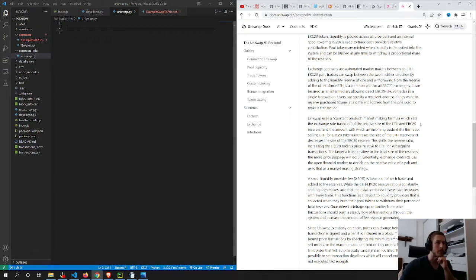Traders can swap between the two in the direction by adding to the liquidity reserve of one and withdrawing from the reserve of the other. Yeah, so that's not the provider stuff, that's the trader. So the provider adds both the tokens and the trader trades between them, maintaining the balance. So however much they're gonna deposit in one side, you're gonna get the equivalent in the other side.